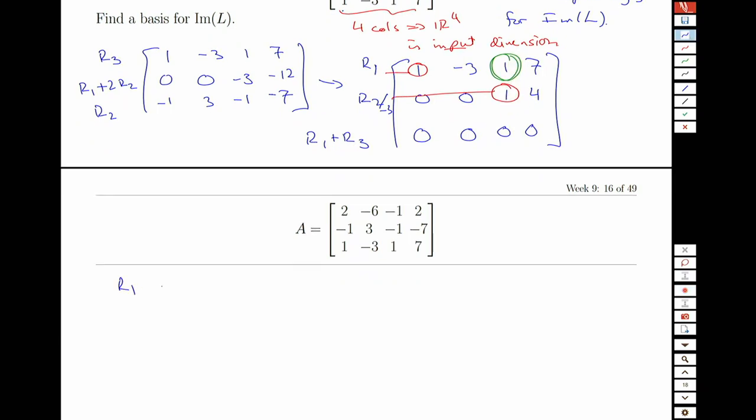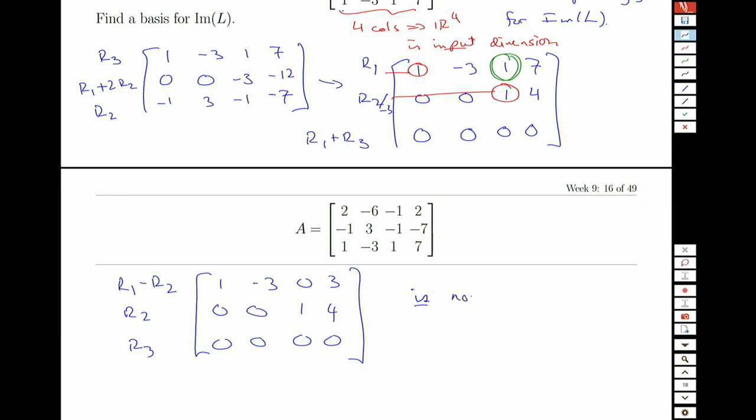So we can keep row 1. Row 1 minus row 2 is what we want here. That'll be no change, 0, and then 3. 1, -3, 0, 3. And then row 2 is lovely by itself. Row 3 is lovely. 4, 0. And that is now in reduced row echelon form, RREF. Let me know if you notice an error in there. I hope that's right. I think that's right.